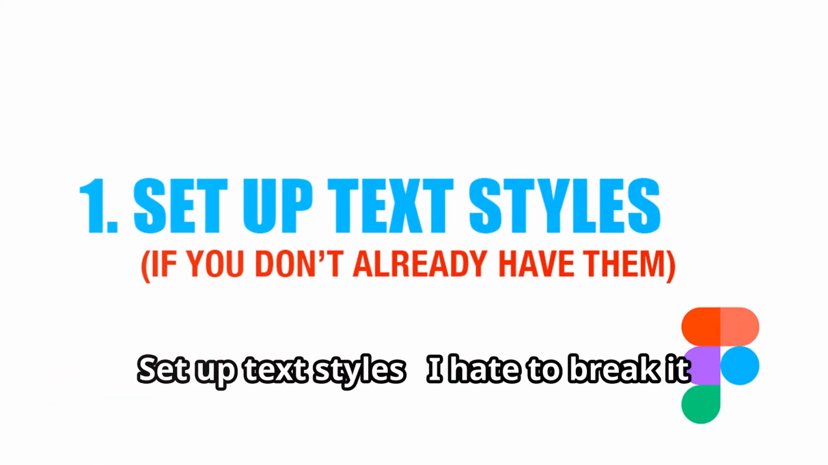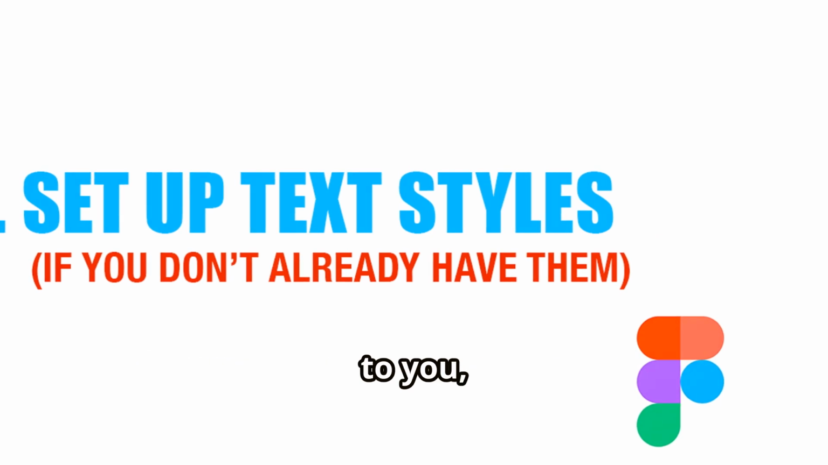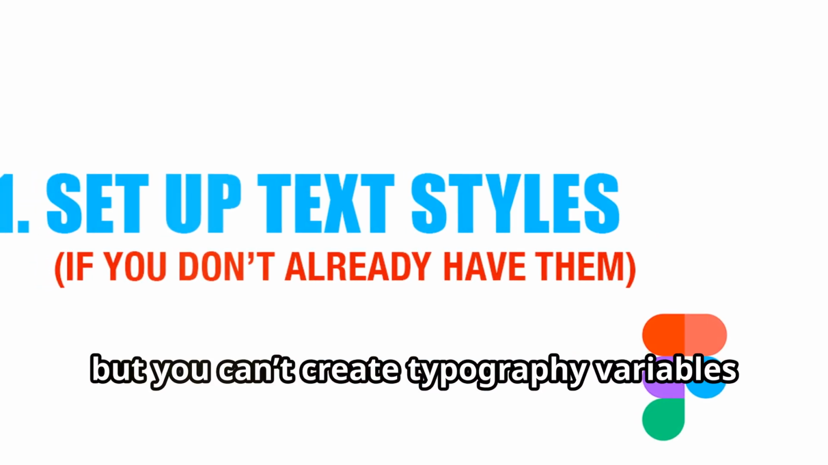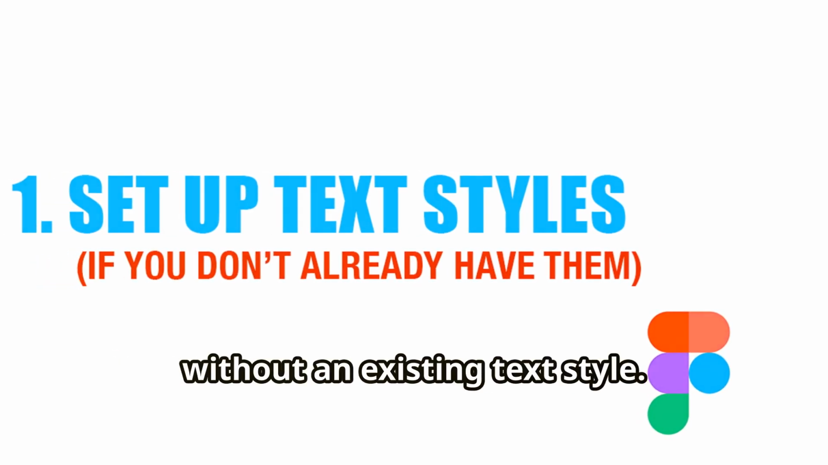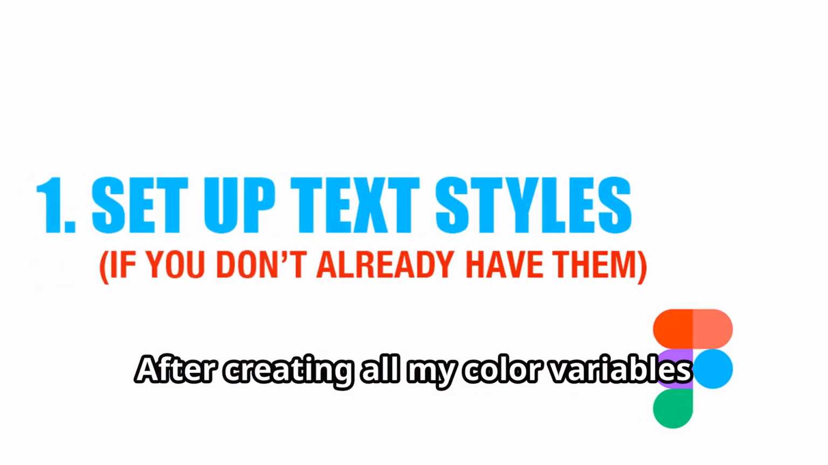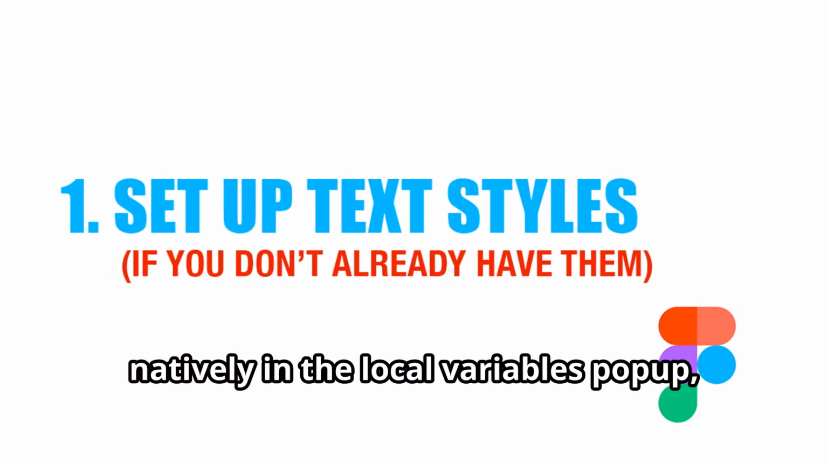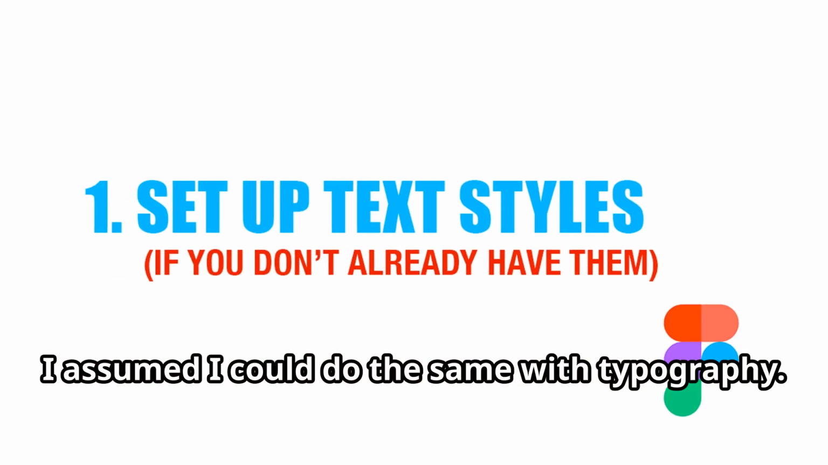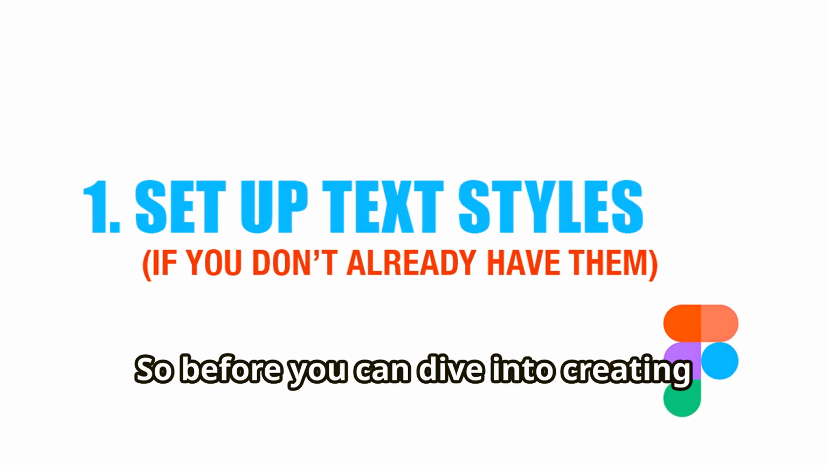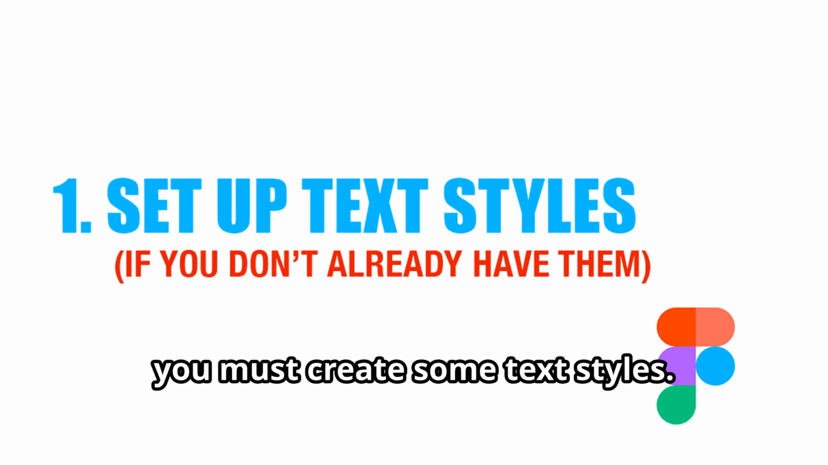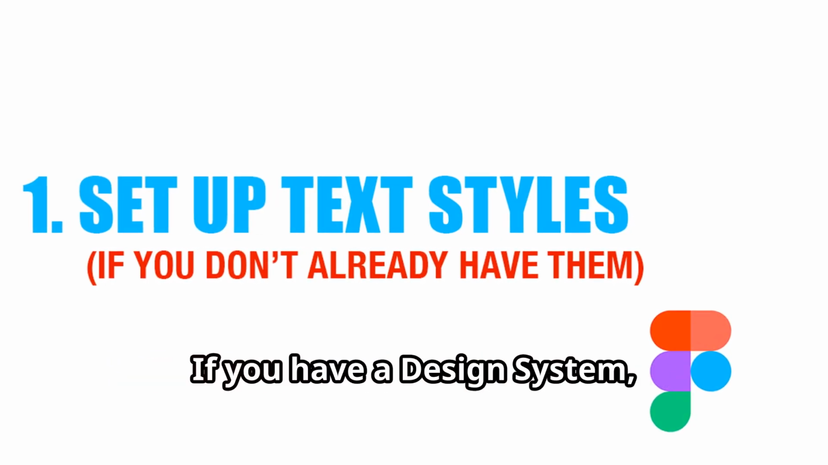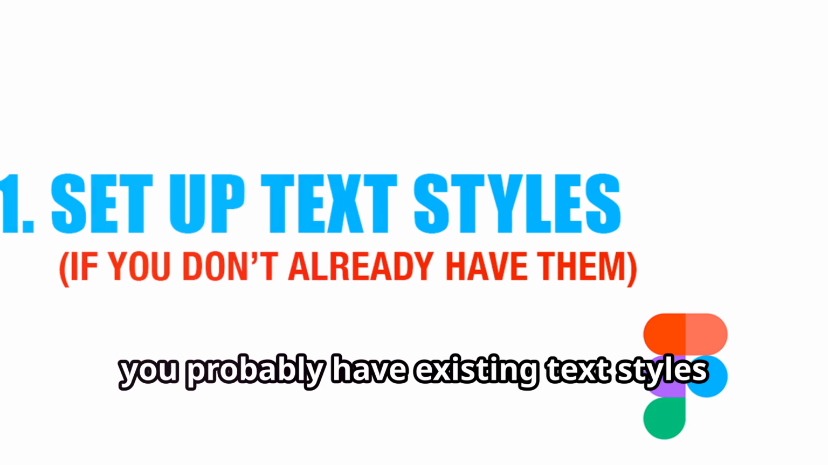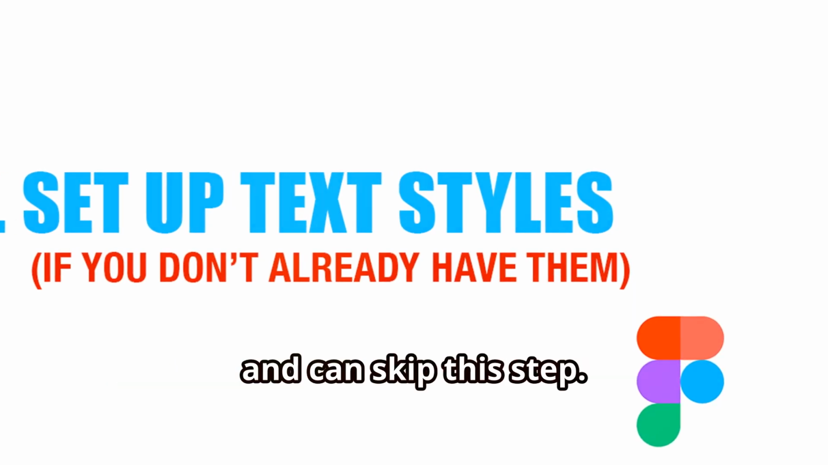Let's dive into setting up some typography variables so you can gain this power and save some time down the road. Stage 1. Set up text styles. I hate to break it to you, but you can't create typography variables without an existing text style. After creating all my color variables natively in the local variables pop-up, I assumed I could do the same with typography. So before you can dive into creating typography variables, you must create some text styles. If you have a design system, you probably have existing text styles and can skip this step.